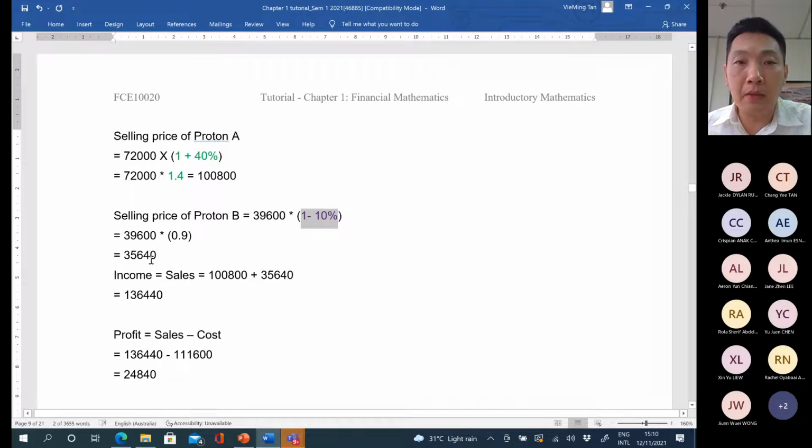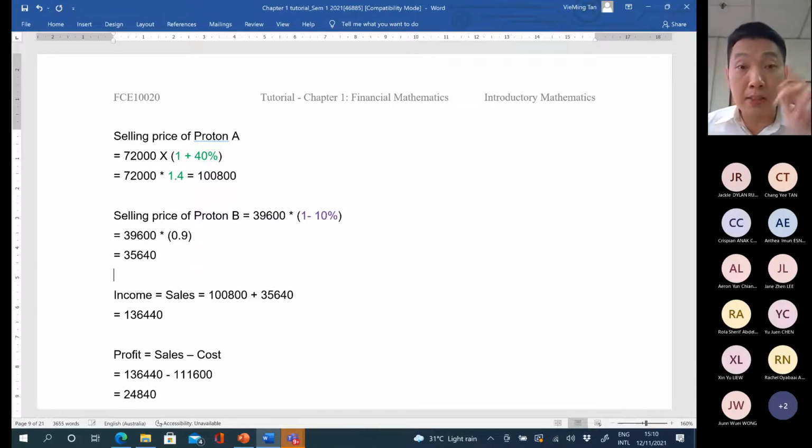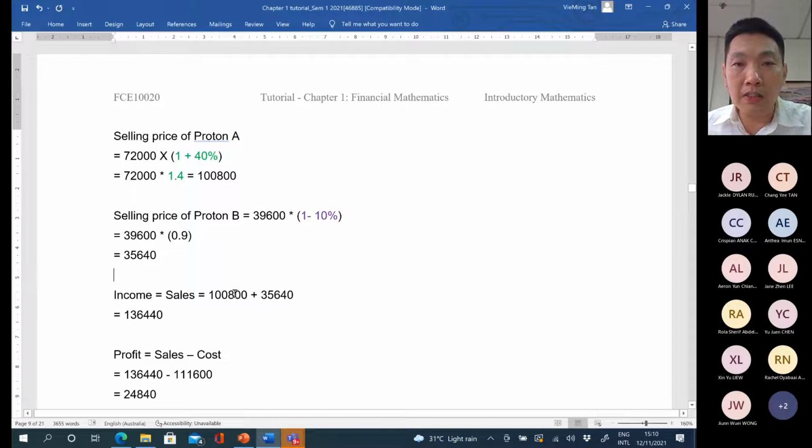All right. So now once we already have the selling price for A and B, we can calculate what we call the total sales, or the income, for both cars. The selling price for Proton A is this number, and Proton B's selling price is this value. So we sum up together. This is the total sales.